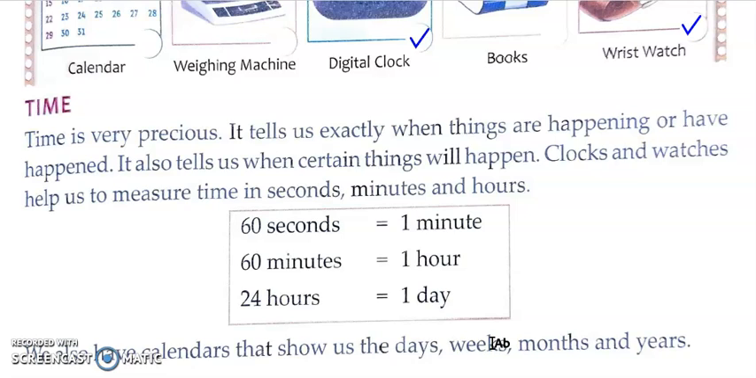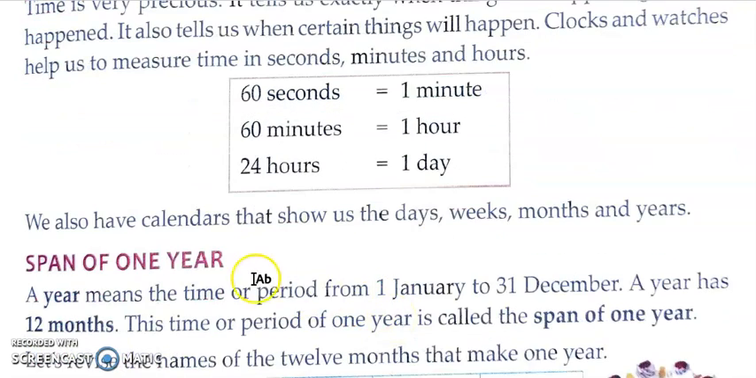Now this you know very well. 60 seconds is equal to 1 minute. 60 minutes is equal to 1 hour. 24 hours is equal to 1 day. All this calculation we had done in maths also. So I hope all of you remember this. Now we also have calendars that show us the days, weeks, months and year. And all of you have calendars at your home. You can see it. In that calendar we can see days, weeks, months and years.